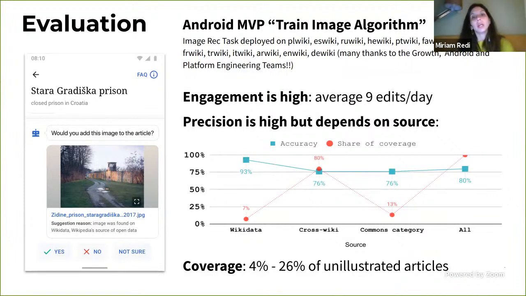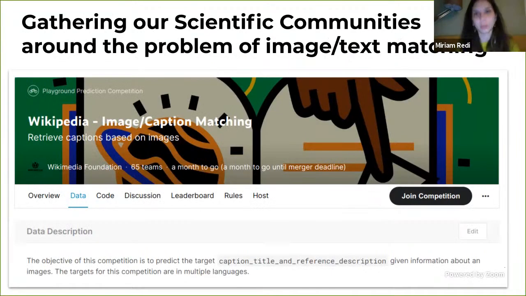And so in order to expand this coverage, we need to do more research. And part of the research that we're doing is also to call out the scientific community, our scientific community, to solve this extremely hard problem from a machine learning perspective.